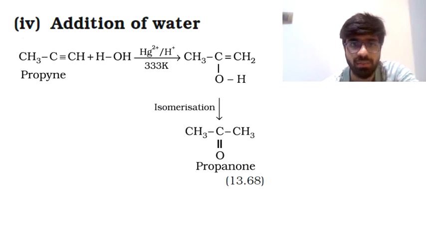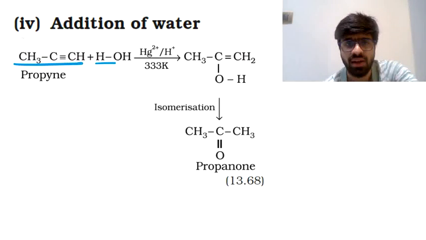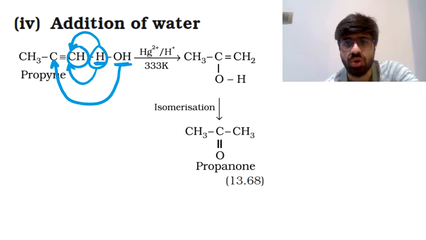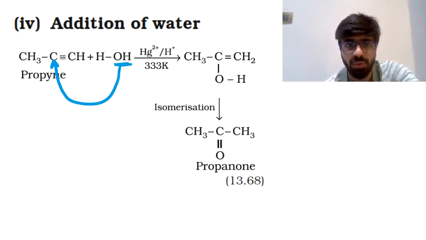Okay, this is one more example with addition of water only. So again, the same thing. It's propyne, and you're adding water. So the negative part OH is going to attach with this carbon atom because it has lesser number of hydrogen atoms, and this hydrogen attaches with the carbon atom here. So that gives you OH on the middle carbon atom. Hydrogen coming on this carbon makes it CH2. So you have CH2 here. The triple bond breaks and it becomes a double bond.